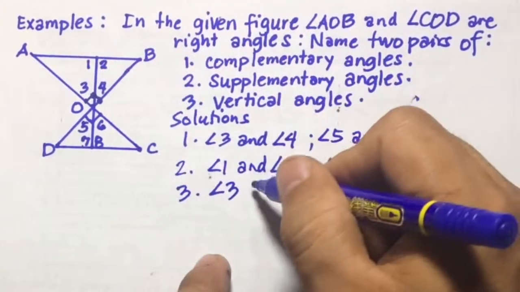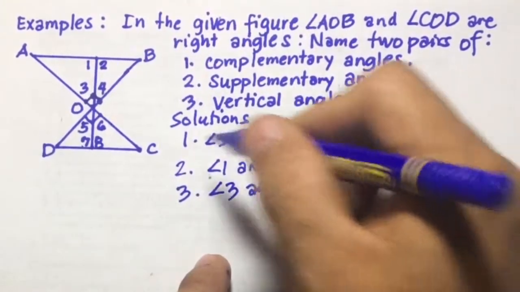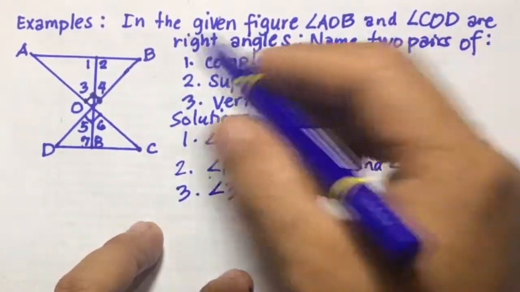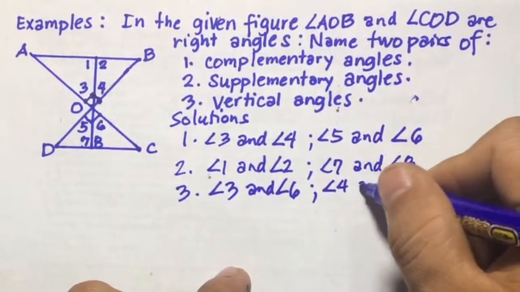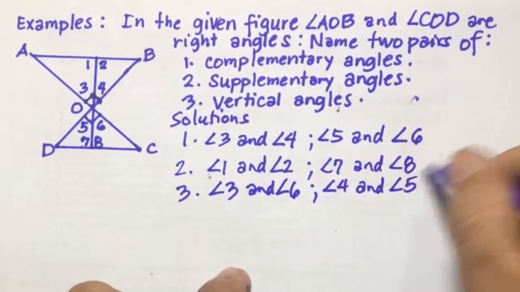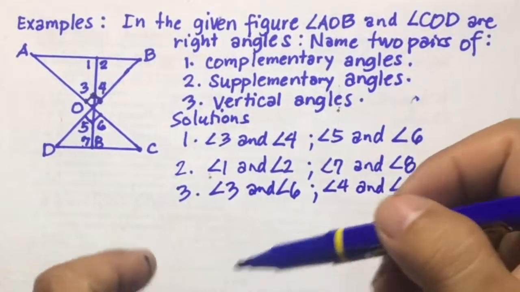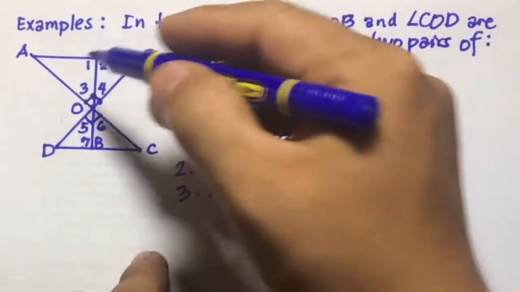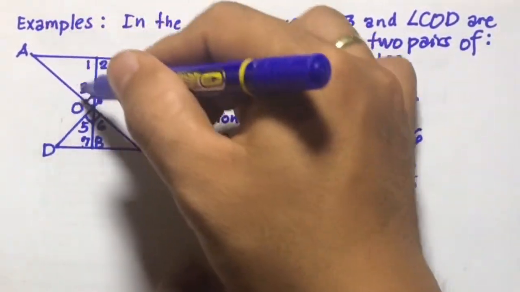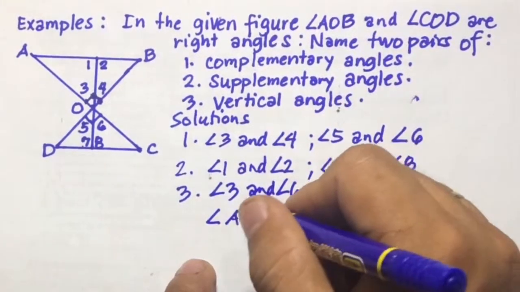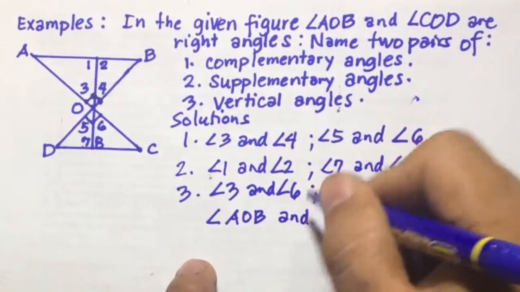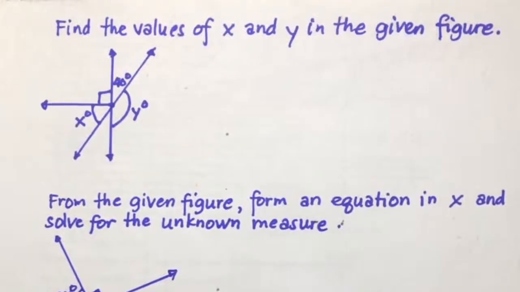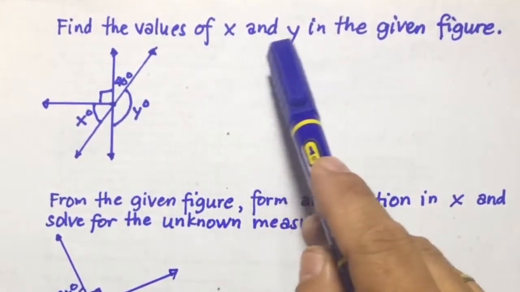Then the opposite angle will be angle 6. So these two form a vertical angle. Then another one is angle 4 and angle 5. And if we're going to have another pair of vertical angles here, we can have angle AOB and angle DOC.